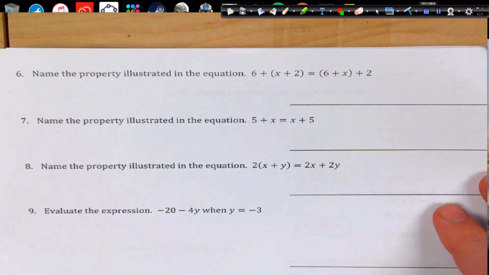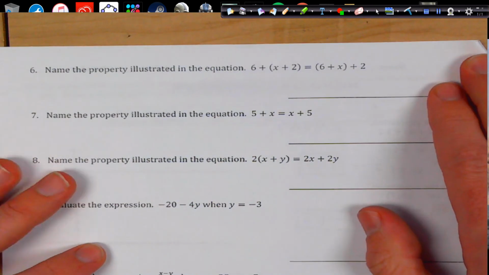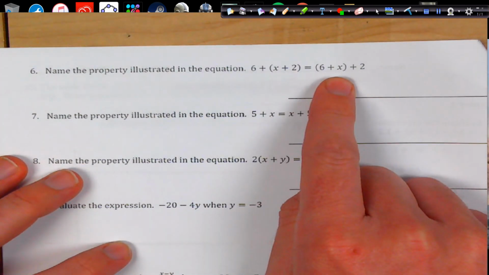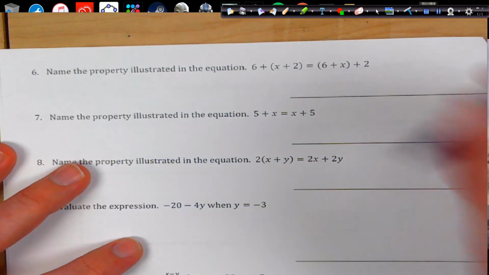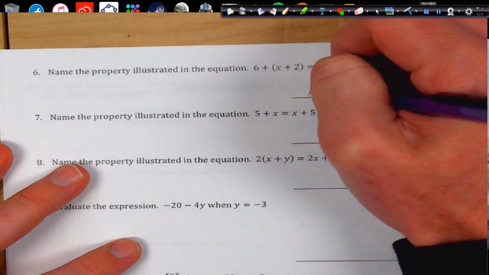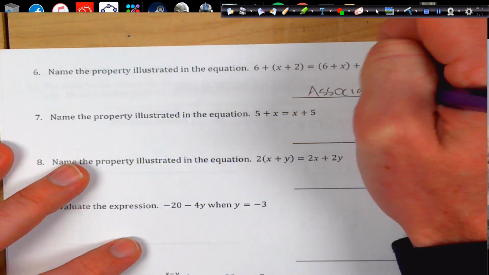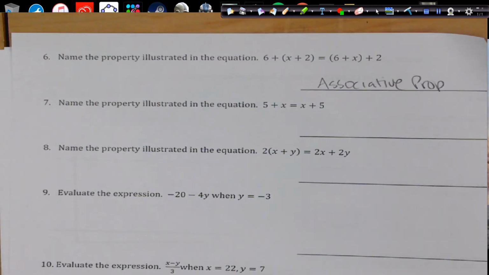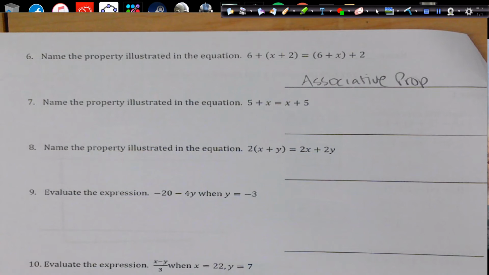Number 6, name that property. Notice the grouping has changed. X is with 2, and over here X is with 6. If it's a grouping problem, it's associative property, not to be confused with commutative property, where order does change. Okay, so make sure we do that correctly.